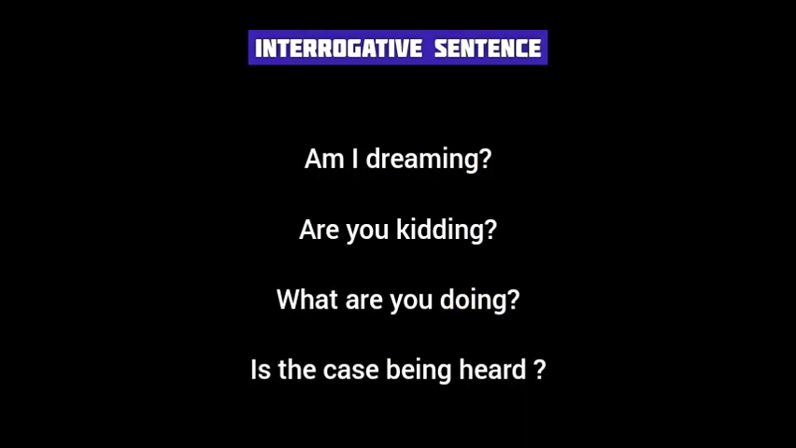Well, now how to use the present continuous tense in interrogative sentences. The auxiliary verb am or is or are comes before the subject, and the ing form of the verb or the present participle comes after the subject. For example, am I dreaming? Here am is coming before the subject I and dreaming comes after the subject I. What are you doing? Are is coming before the subject you and doing, in the fourth form, comes after the subject. Now let's talk about some special uses of the present continuous tense.